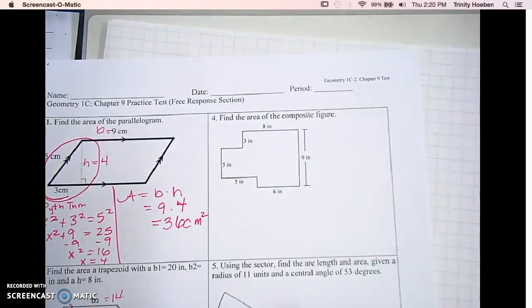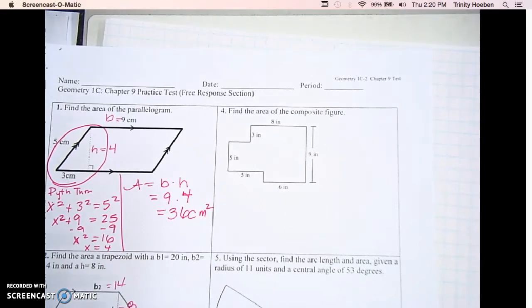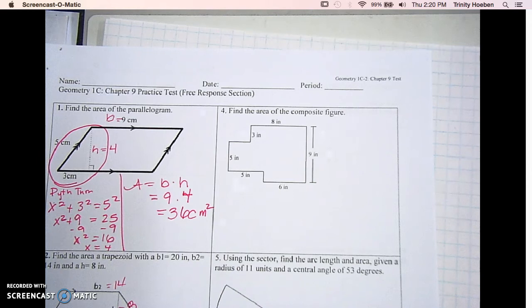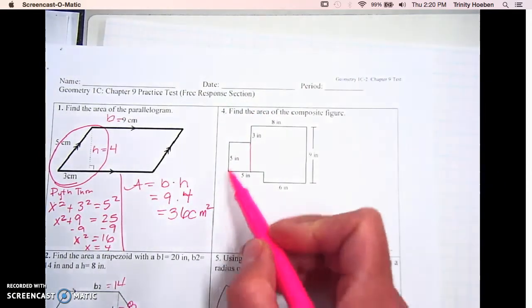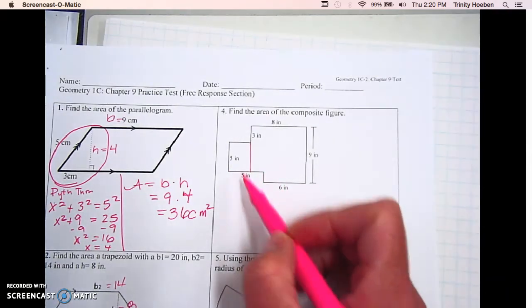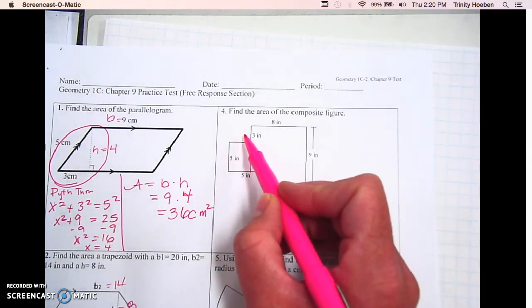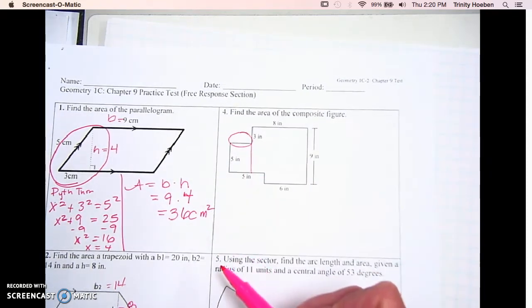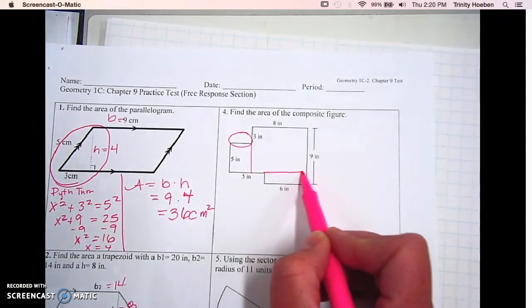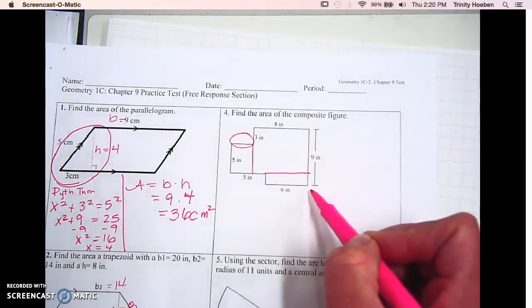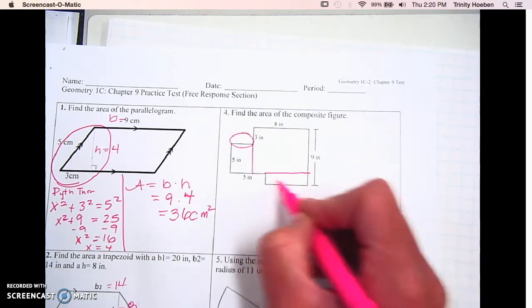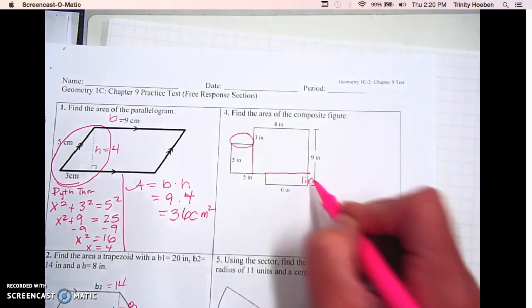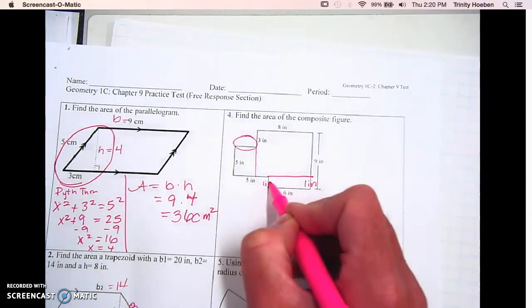Number 4, find the area of the composite figure. So what you need to do is divide this up into smaller figures and find the area of each. So if I extend this line down here, I've got a rectangle that is 5 inches, and I need to get how long this side is. So I'll do that in just a second. But let's do this over here. If the whole thing is 9, and this much of it's 5, and this much of it's 3, that means here is 1 inch. So 1 inch.